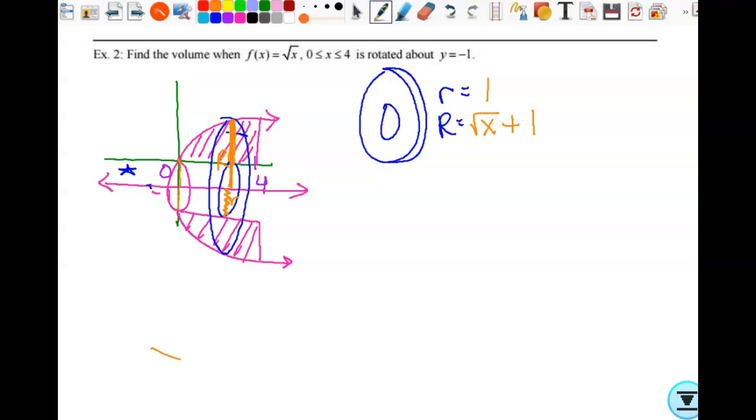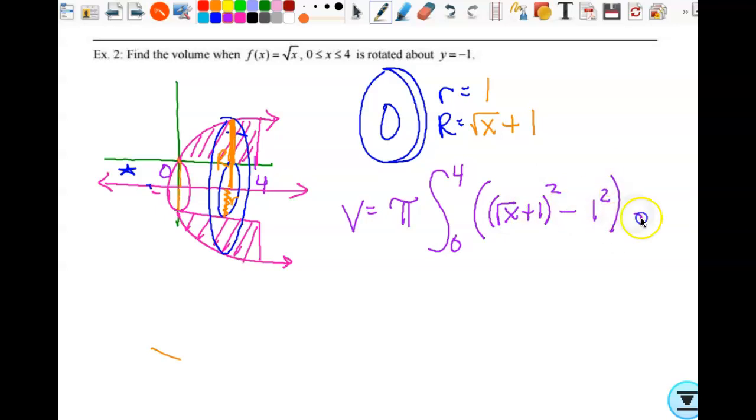Oh, you'll be fine. Okay, are we all good on how we got everything? Yes? It's not 4. Just remember that, it's not 4. Okay, so now we're going to integrate. We want our volume. I'm going to put my pi out here, and I'm going to integrate from 0 to what, Kylie? 4. You get to say 4 this time. Of r squared, so that's the square root of x plus 1 squared minus 1 squared dx.